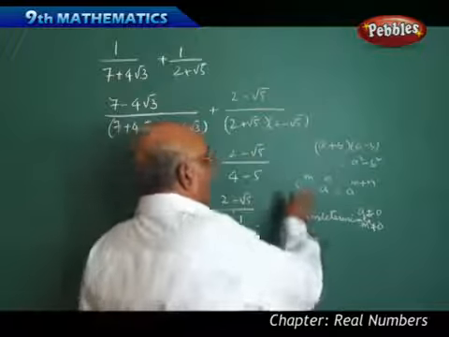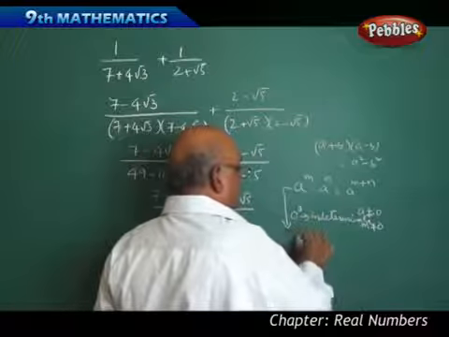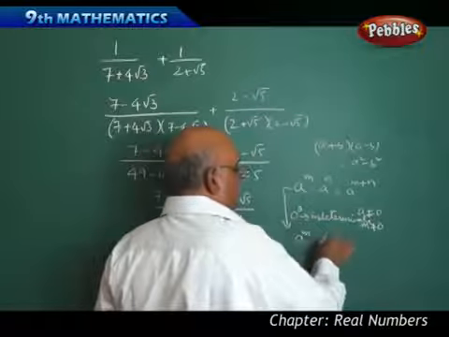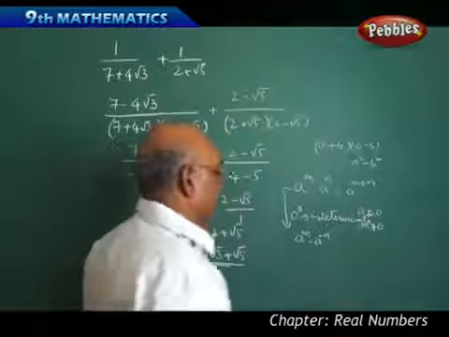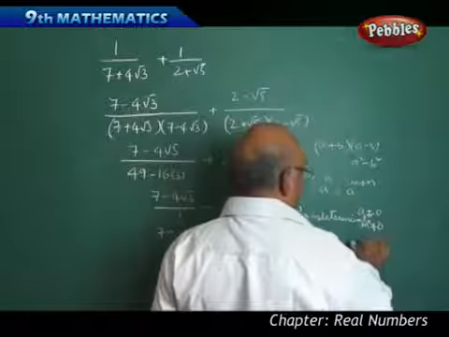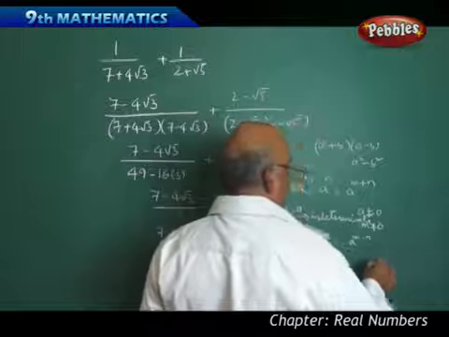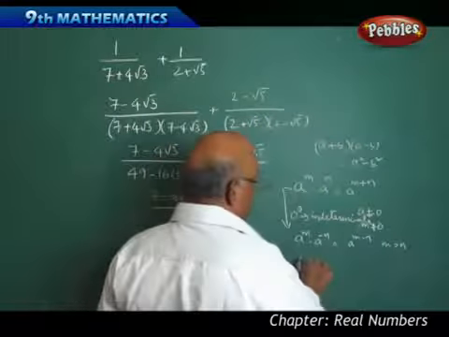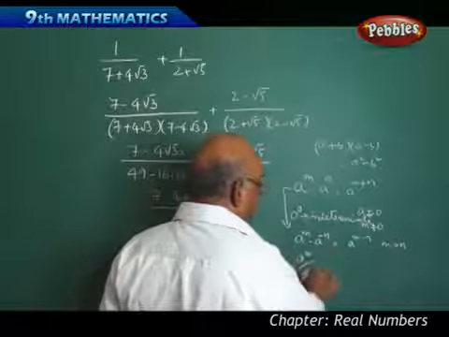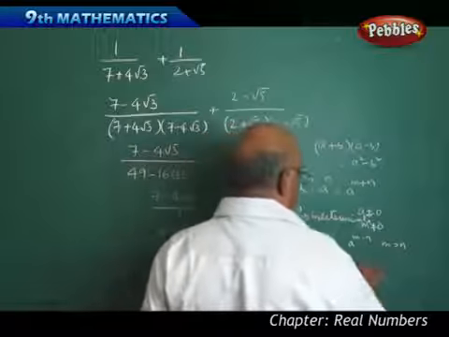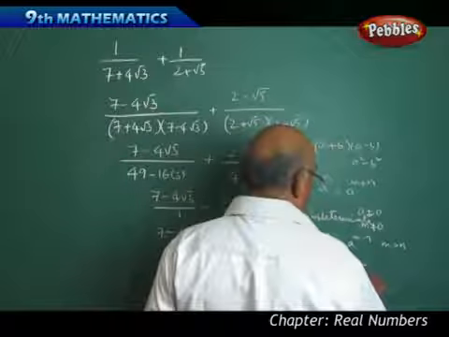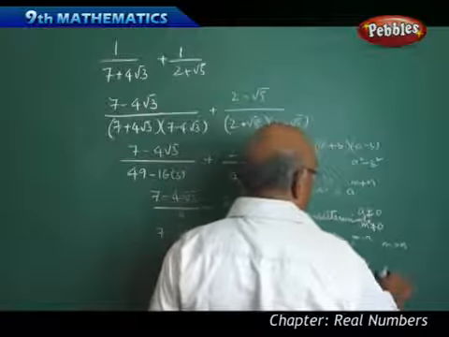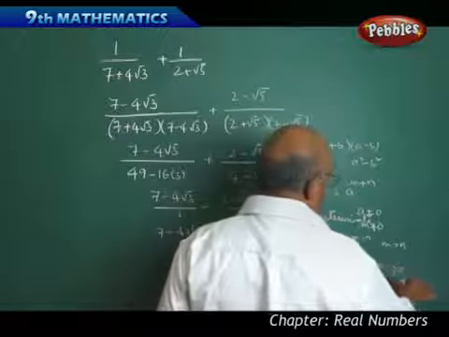Now, in the same manner, we can take a to the power of m into a to the power of minus n. This is equal to a to the power of m minus n, when m is greater than n. Suppose in the case of a to the power of m by a to the power of n, in this case we can write 1 by a to the power of n minus m, where n should be greater than m.